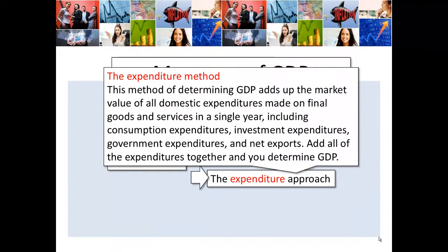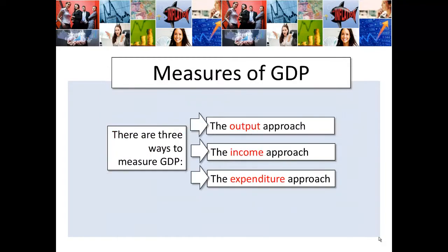Expenditure method, we've just looked at the total expenditures: investment, consumption, government and net exports. Add these all up and we determine a value for GDP.